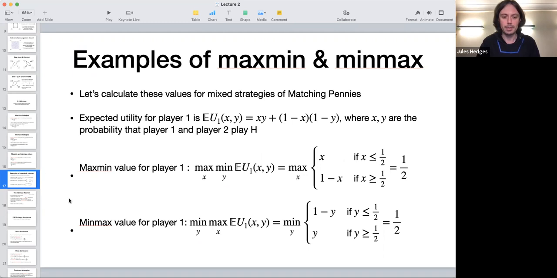And we can do the same thing to work out the min-max value for player 1, when player 2 is playing against player 1. By the same kind of reasoning, but backwards, we end up minimizing this kind of thing, and we also end up with the value 1/2.